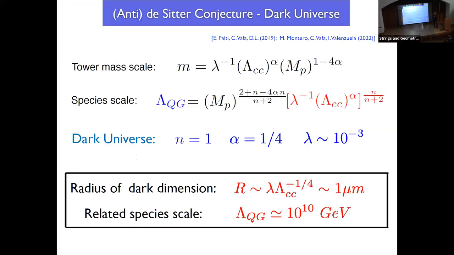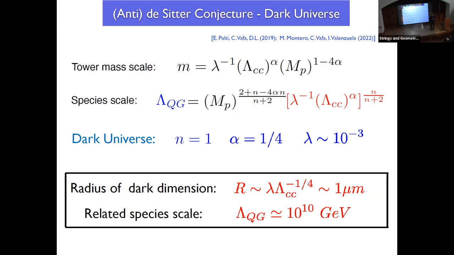But there's a very nice application of this, or even, if you wish, a generalization of the distance conjecture, which is called the anti-de Sitter or the de Sitter distance conjecture. Here, there's a tower mass scale. I just want to mention this briefly, which is given in terms of the cosmological constant, so a certain power of the cosmological constant. We can also introduce an additional extra parameter, lambda to the minus 1. And again, if you put this together, you get for the species scale this expression, which again depends on a certain power of the cosmological constant.